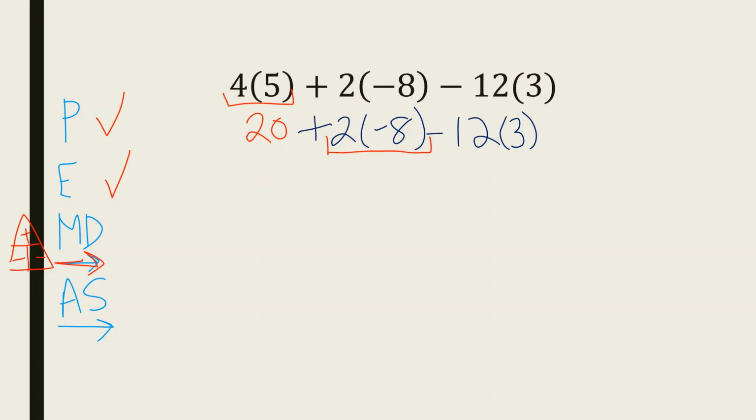Now let's go to the triangle. We have a positive integer of 2, and we have a negative integer of 8. If we multiply the two, we have our product, -16.